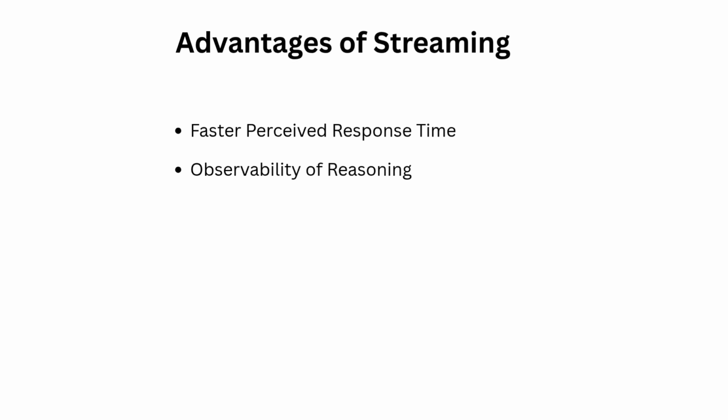Next, observability of reasoning. Remember ReAct, reason plus act? Streaming allows you to watch the thought process or chain of actions in real time. This is great for debugging and more thorough demos. And next, better interactivity or control. In streaming mode, you can interrupt, cancel, or redirect the agent mid-response. We will see this later in the next tutorial when we talk about human in the loop.